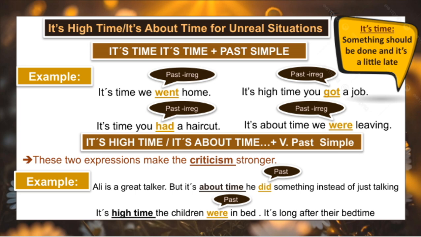Other examples include, it's time you had a haircut, or it's high time you got a job, addressing situations where someone should have taken action long ago. And finally, it's time we went home, implying that the moment to go home has already passed. Remember, these expressions are especially useful when talking about unreal or hypothetical situations in the past, emphasizing that something should have happened earlier. So, using it's high time or it's about time really strengthens your criticism and underscores the delay.